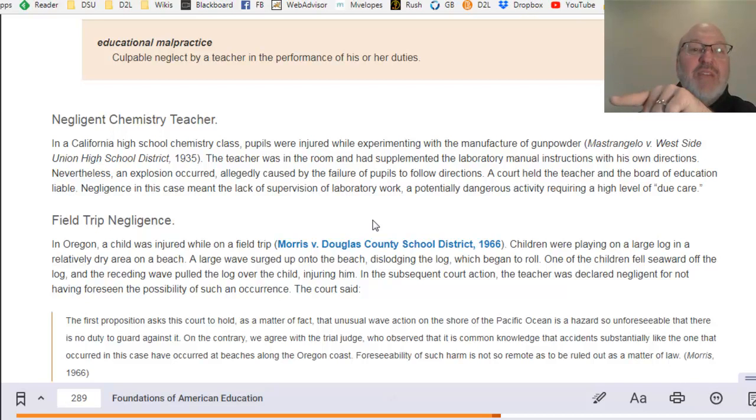Negligence in this case meant the lack of supervision of laboratory work, potentially a dangerous activity requiring a high level of due care. So if you're fiddling around with explosive stuff, you have to anticipate that accidents could happen to students. There have been cases about kids getting cut with glass and such, but anytime, you should have used more care than you did.